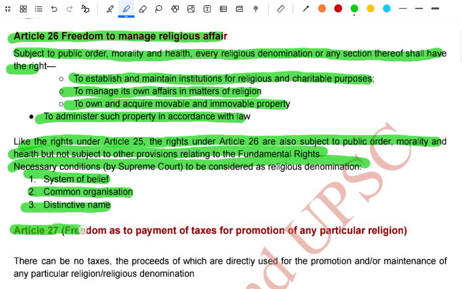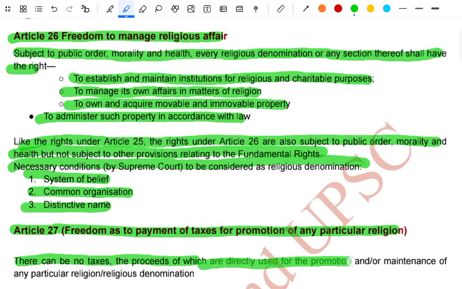Article 27: Freedom as to payment of taxes for the promotion of any particular religion. There can be no tax, the proceeds of which are directly used for the promotion or maintenance of any particular religion or religious denomination.